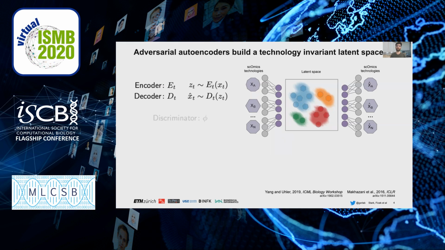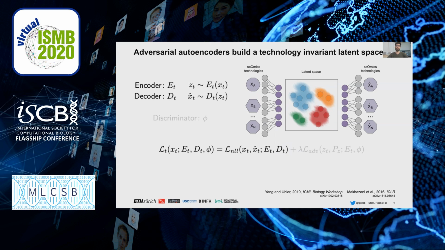Encoder and decoder networks are assigned to each technology, and their architectures are tailored to their respective data types. These networks operate as they would in a variational autoencoder. The encoder maps input data into the low-dimensional latent space. An embedding is sampled from the encoder, and the decoder tries to reconstruct the input from this embedding.